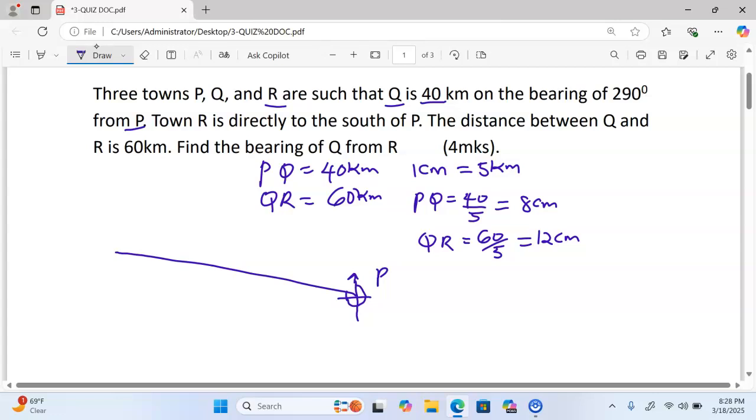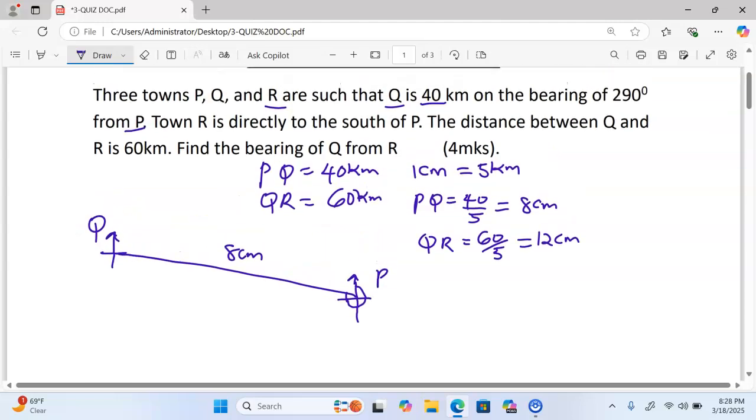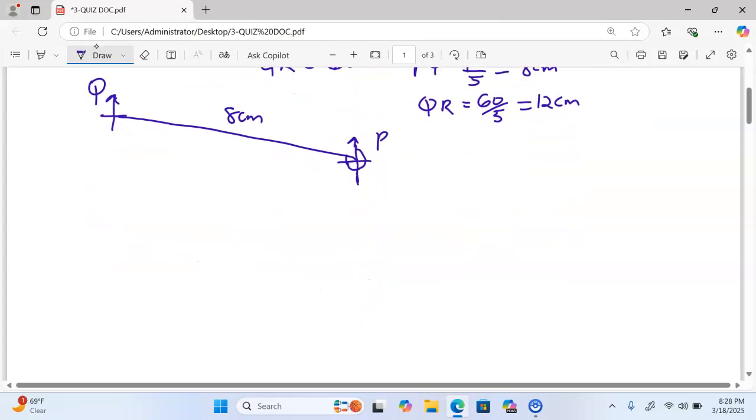Remember, we are moving from P to Q, so we are going to measure using our 15 centimeter ruler or 30 centimeter ruler. You measure PQ, 8 centimeters since it is 40 kilometers. Then we have been told that R is directly to the south of P, so we move directly down.